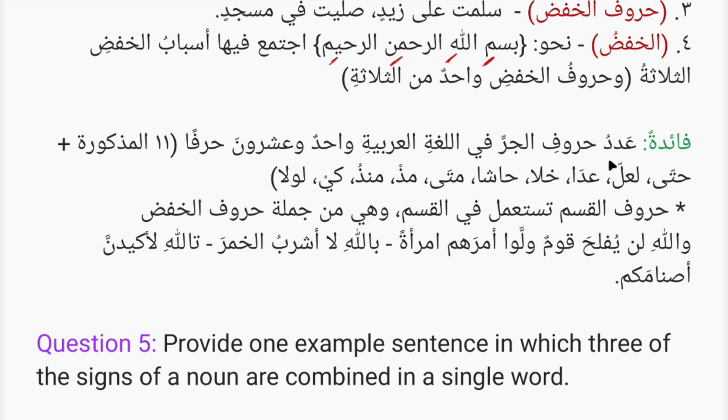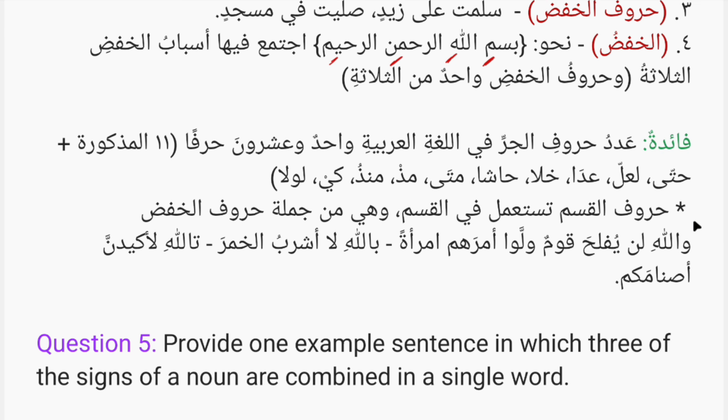فائدة, benefit. عدد حروف الجر في اللغة العربية 21 حرفا. There are 21 حروف jar in the Arabic language. They debate whether it's 20 or 21, but we've mentioned all 21. So there's 11 which were mentioned by the author, plus these ones which were not mentioned: حتى, لعل, عدا, خلا, حاشا, متى, مذ, منذ, كي, and لولا. There's 21 حروف الجر in the Arabic language.